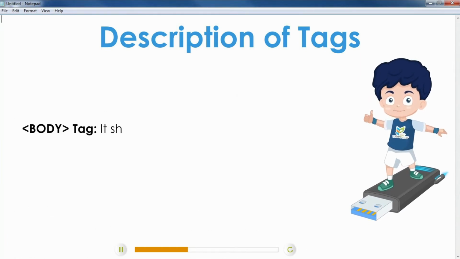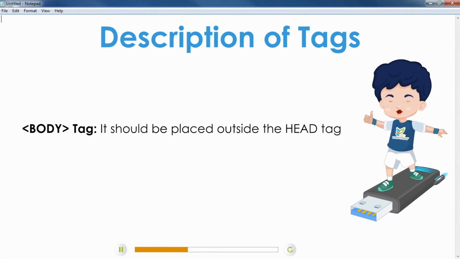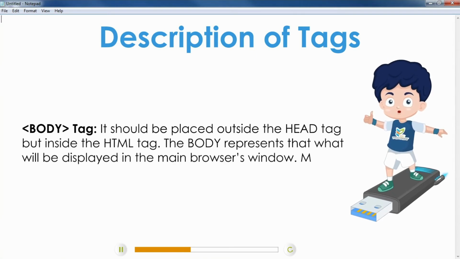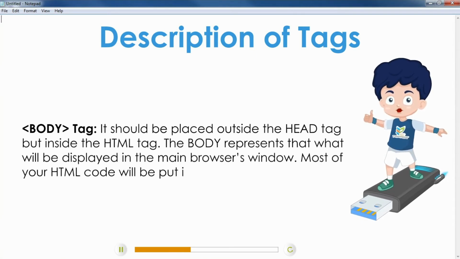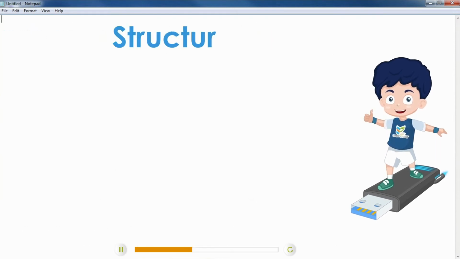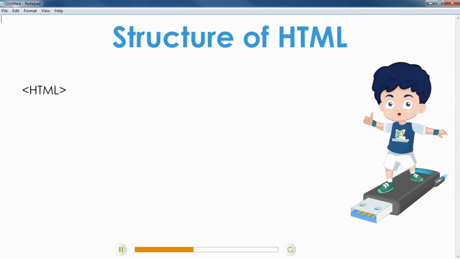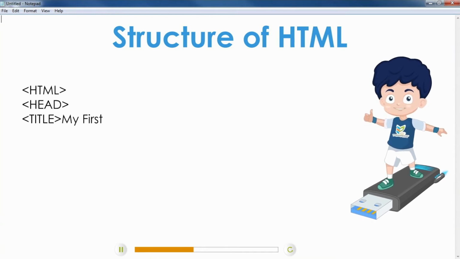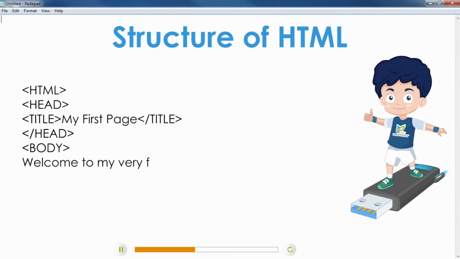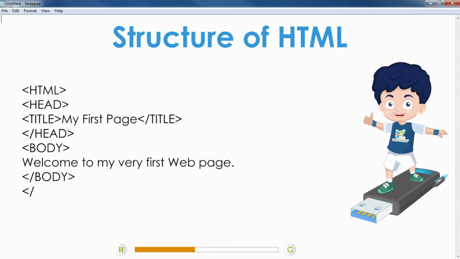Body tag. It should be placed outside the head tag but inside the html tag. The body represents what will be displayed in the main browser window. Most of your HTML code will be put inside this tag. Structure of HTML. html, head, title: My first page, /title, /head, body, welcome to my very first web page, /body, /html.